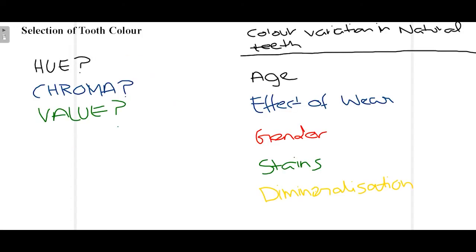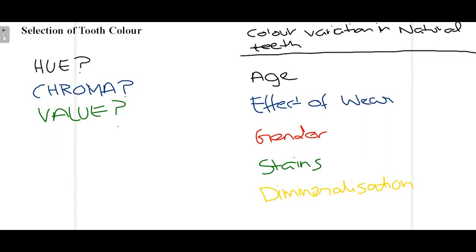Okay, so now talking about selection of tooth color, there are three definitions that you have to know. First is hue. Hue is the basic color of the object, that is it. Chroma is the saturation, the degree of saturation or the amount of color that is present in an object. Value simply means brightness, how white or black the object is. That's it. These three definitions you have to know.